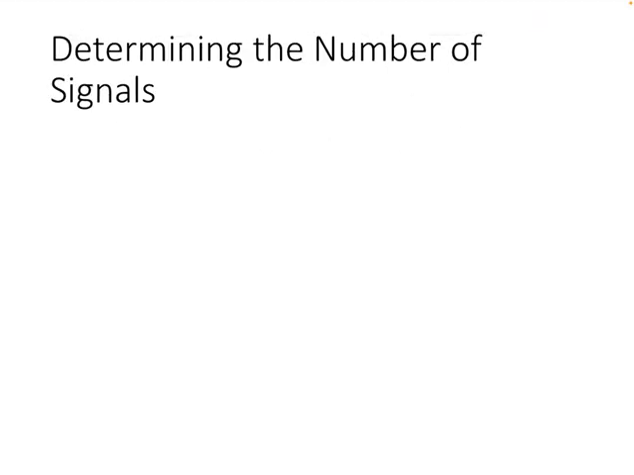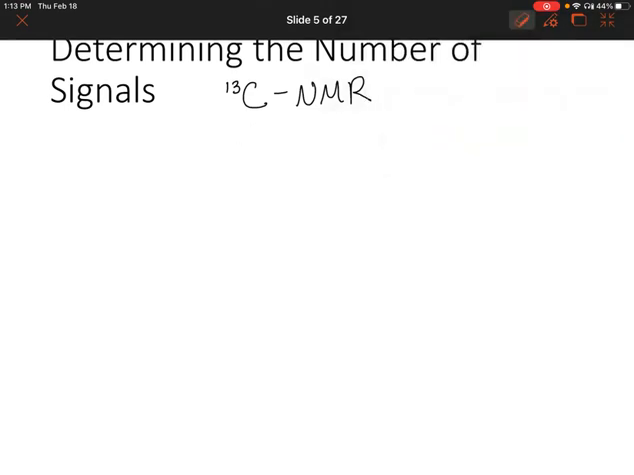Okay, so now let's figure out how many signals we would expect to see once we analyze a sample. So again, you could use either carbon NMR or proton NMR. Oops, I meant to write a 1 and then a hydrogen. There we go. And there's other isotopes that you could analyze as well, but these two are the most common since most of the samples we're looking at have primarily carbons and hydrogens.